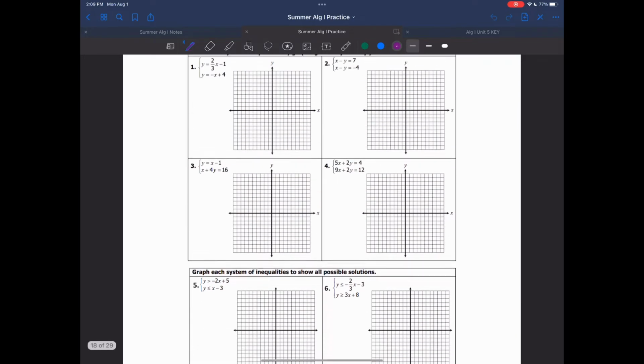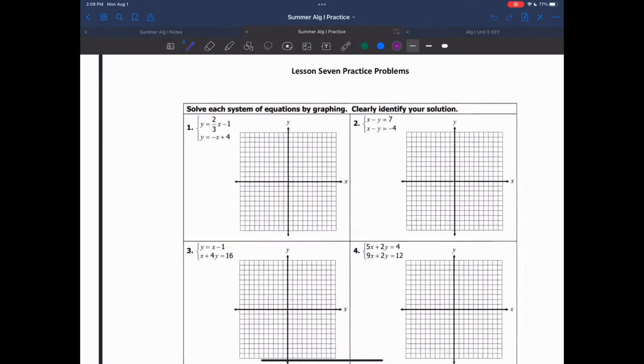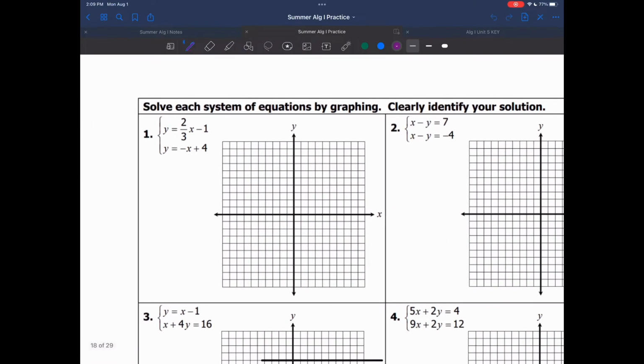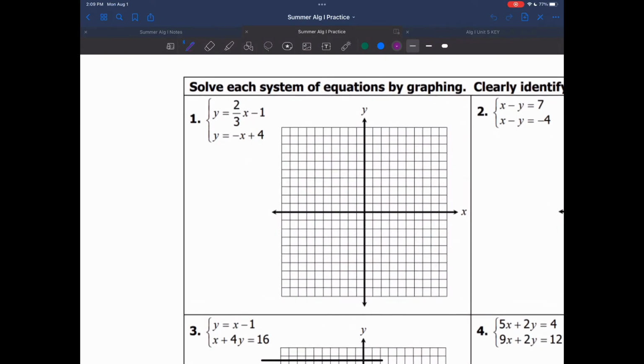All right, let's zoom into number 1. We want to solve the system of equations by graphing, and it says clearly identify your solution. So we know we need to have them in slope-intercept form first, which luckily for us on number 1, it's already in slope-intercept form. So let's go ahead and graph both of these lines. Let's look at the top one and graph this first. I'm going to start at my y-intercept of -1 and make a point.